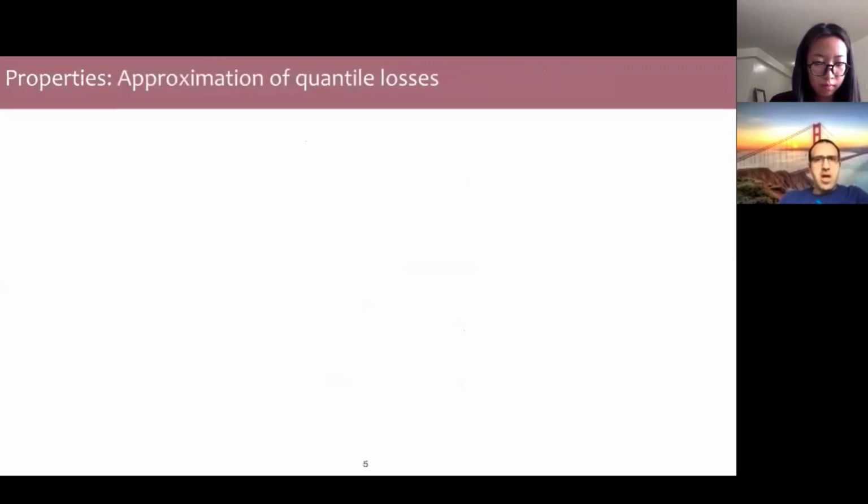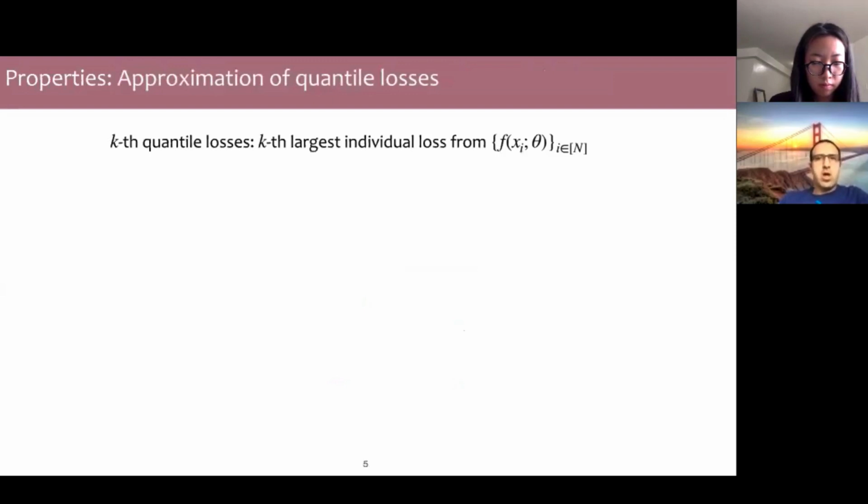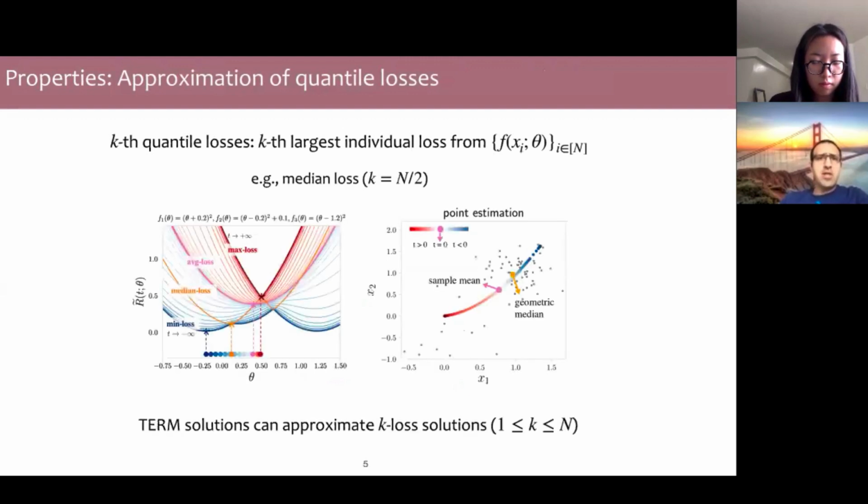TERM solutions approximate solutions of quantile losses. The kth quantile loss is defined as the kth largest individual loss. For example, the n over 2 loss is the median loss, which is useful in practice to promote robustness. As t ranges from negative infinity to infinity, TERM solutions effectively approximate the k-loss solutions for k ranging from 1 to n. In this example, from min loss to median loss to max loss, where median loss, which is the solid orange line, is hard to optimize, especially in large scale problems, as it is non-convex and non-smooth.